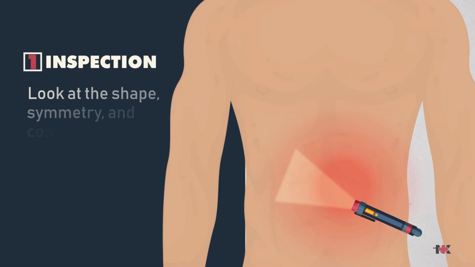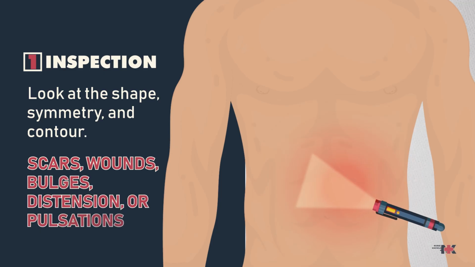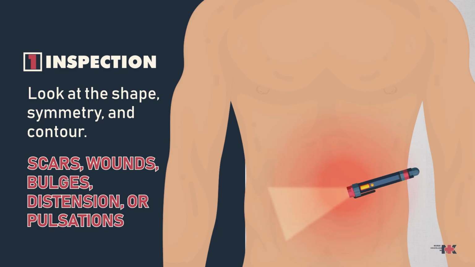Look at the shape, symmetry, and contour. Notice scars, wounds, bulges, distensions, or pulsations. These can be early clues to bowel issues, like hernias or fluid.